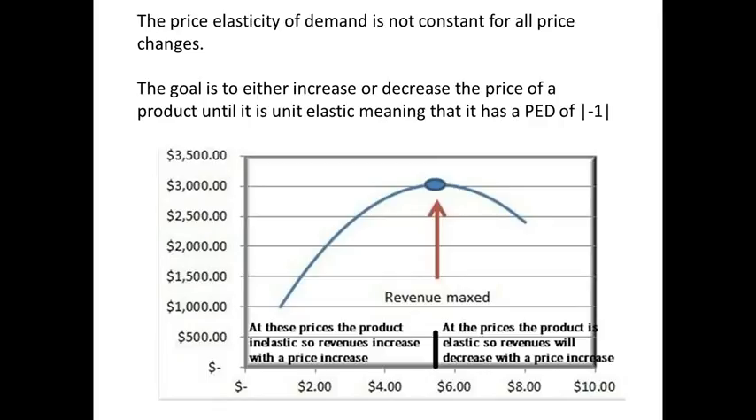Drivers would start finding cheaper alternative modes of transportation. They'd start taking buses, carpooling, riding bikes. Again, the goal for a seller is to find the price where the PED equals 1. This is where revenues are maximized.